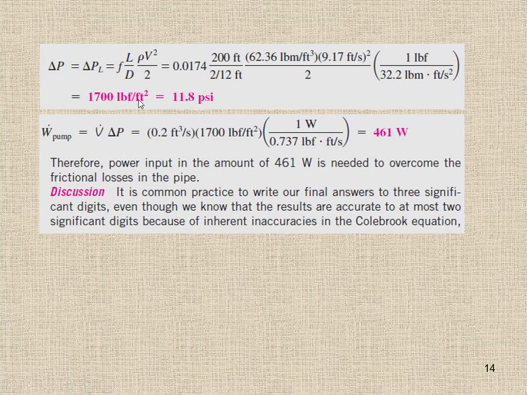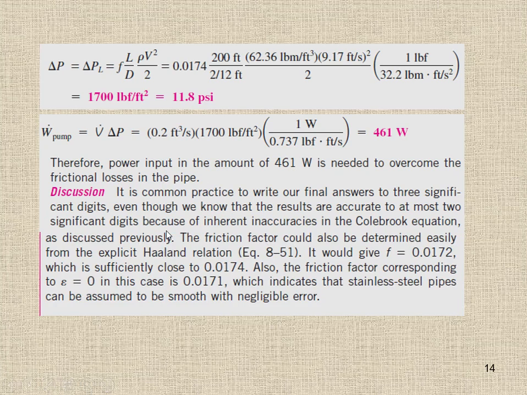Finally, you want to calculate the pumping power. You can calculate it by multiplying the volume flow rate by the pressure drop. The pressure drop you have calculated; if you multiply it with the flow rate, you will get the pumping power, which is 461 watts. Therefore, a power input of 461 watts is needed to overcome the friction losses in the pipe.